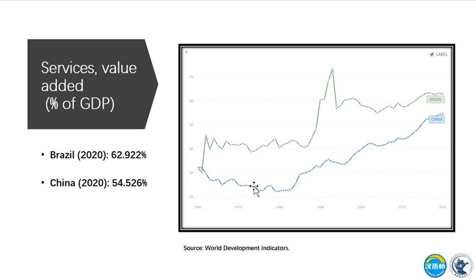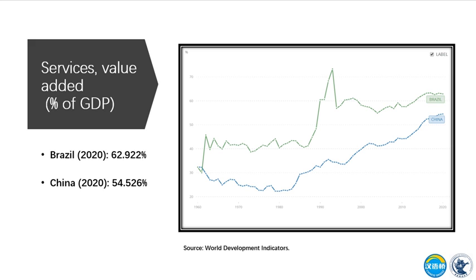China always had a low share of services, but over the last 30 years, China has had an increasing share of services. Nowadays, the share of services in China also surpasses industry and plays a big role. But compared with Brazil, there's still a 10% gap.